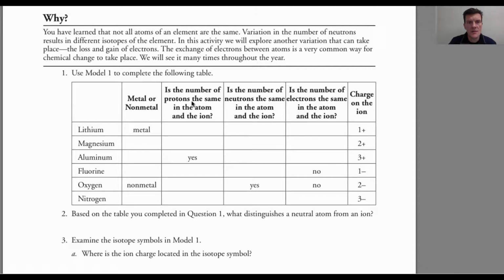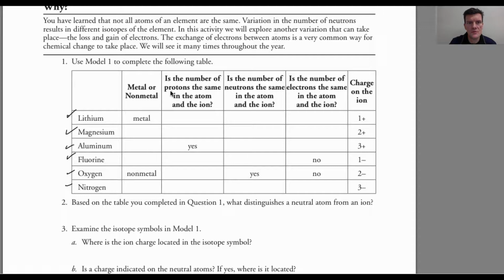Is the number of protons the same in the atom and the ion? So we're going to be looking at each of these. As I mentioned, we've got 6 elements here, and we're going to be answering these questions. Is the number of protons the same in the atom and the ion? So we're looking at protons here. Please be careful when you read this. Here it says, is the number of neutrons the same, and is the number of electrons the same? And we are comparing what? The atom and the ion for each of these.